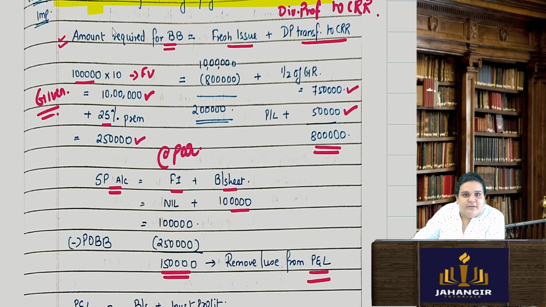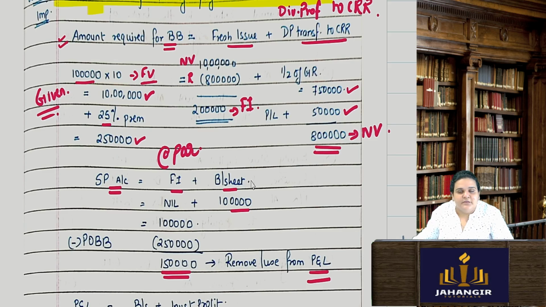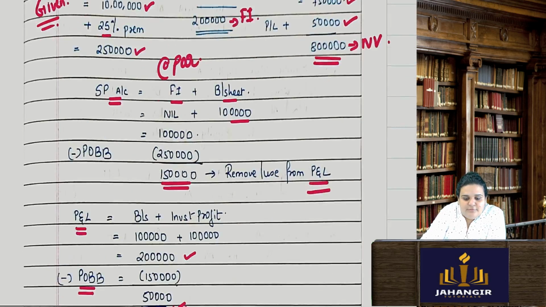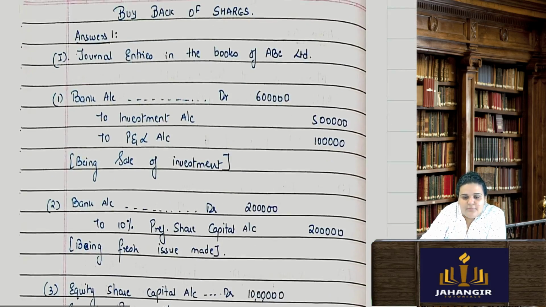So how much will be my fresh issue? To find my fresh issue, I will always compare this nominal value with this nominal value. Okay. So it will be 10 lakhs total. Total is 10 lakhs, no? Minus 8 lakhs I am using from my reserves. So 2 lakhs will be my fresh issue. Okay. What is the value of one share? 100 rupees. So number of preference shares which I will issue will be 200. No, sorry, 2000. 2000 preference shares will be issued to the new preference shareholders. Okay, for the purpose of buyback.